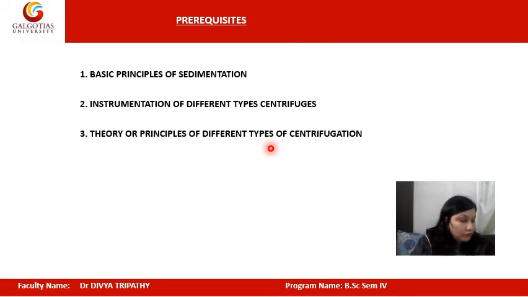It means you should also know how many types of centrifuges may occur and how they are different from each other in terms of instrumentation. And finally, you should also know the theory or the principle of different types of centrifugation. We have already covered the types of centrifugation, in which we have learned that centrifugation is of two types: preparative and analytical. In preparative, we have learned about differential and density gradient centrifugation. So you all have knowledge of the theory and principle of different types of centrifugation.